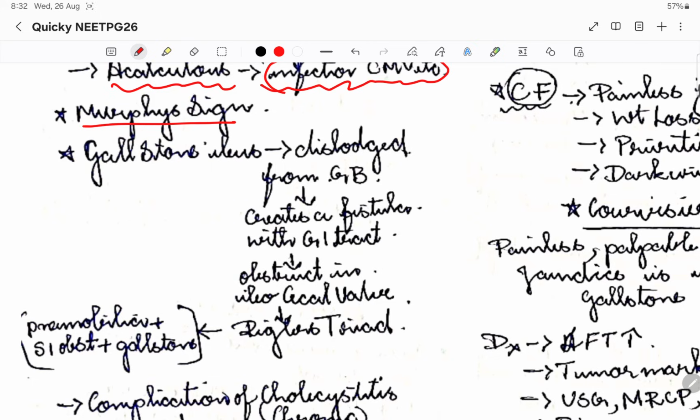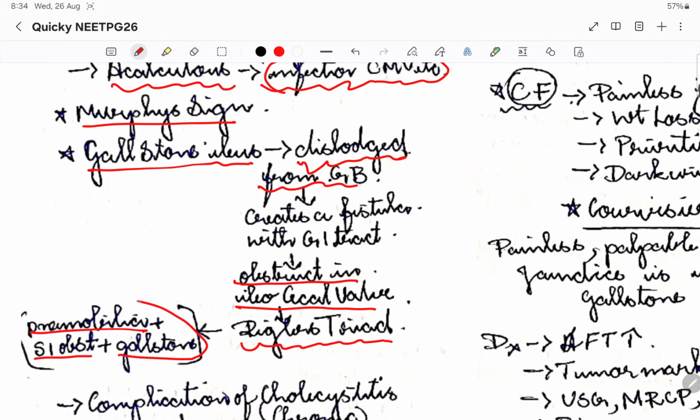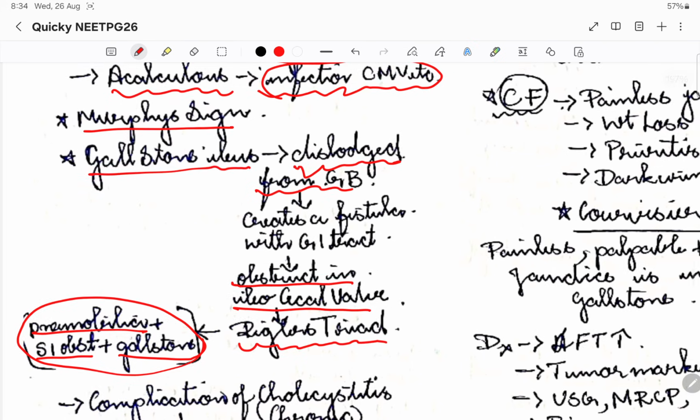Then gallstone ileus. This is a complication where the gallbladder stone will be dislodged and go to the GI tract. It will create a fistula in the GI tract, and the main thing is it will obstruct at the ileocecal valve. This is known as Rigler's triad, where there will be pneumobilia, small intestine obstruction, and a gallstone can be seen in that area. So this is gallstone ileus.